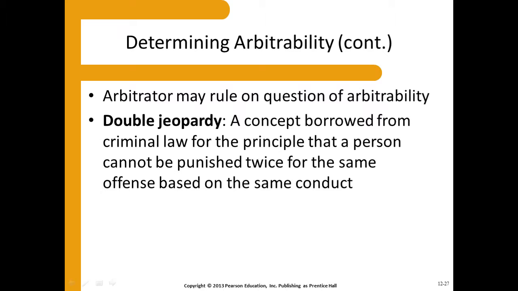What we find, though, in general, is that the arbitrator may rule on the question of arbitrability. The ruling is not subject to reversal by the courts as long as the arbitrator is applying the contract and acting within the scope of his or her authority. We also have this issue of double jeopardy. Double jeopardy is a concept borrowed from criminal law for the principle that a person cannot be punished twice for the same offense based on the same conduct.